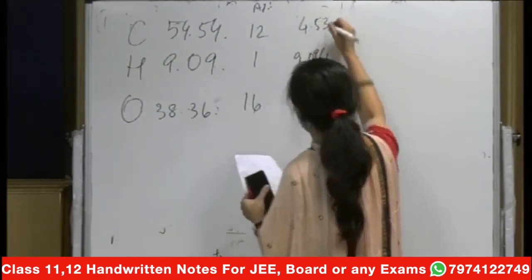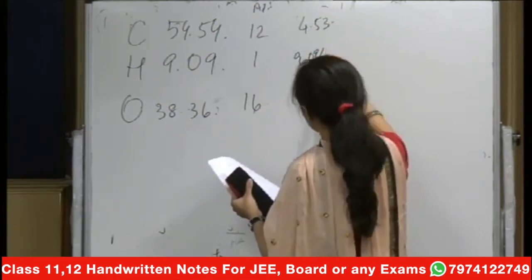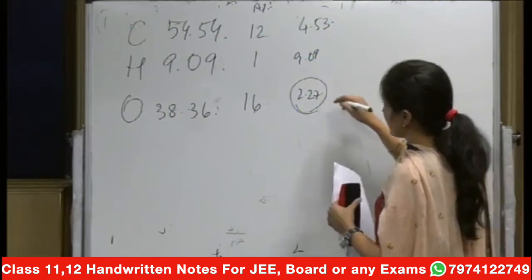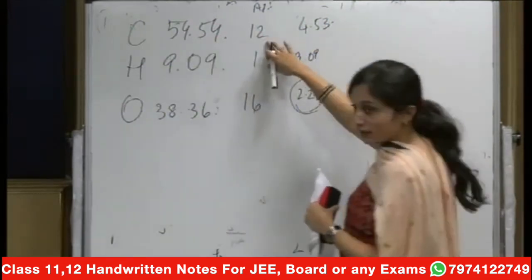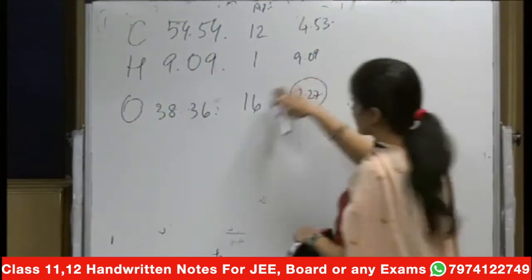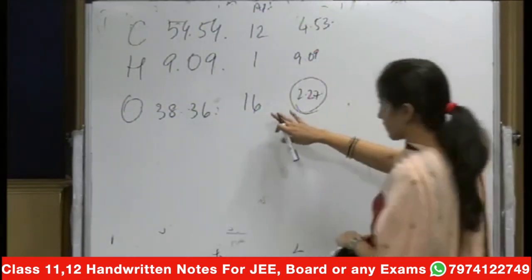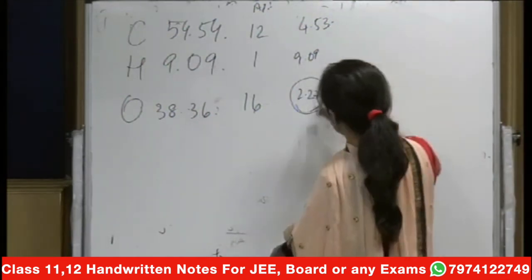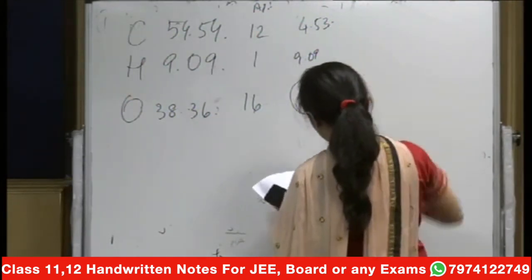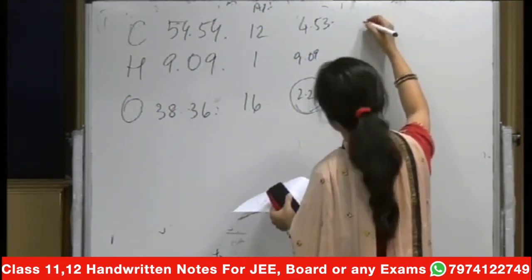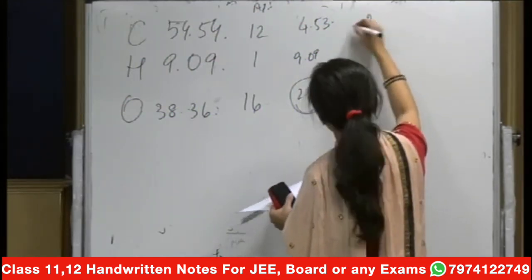Did you get these ratios yourself? Which of the three is the lowest? That is 2.27. That means 54.54 divided by 12 is giving you 4.53, 9.09 divided by 1 is giving you 9.09, and 38.36 divided by 16 is giving you 2.27. So here in this case you choose 2.27 as the factor that will divide in all these cases.